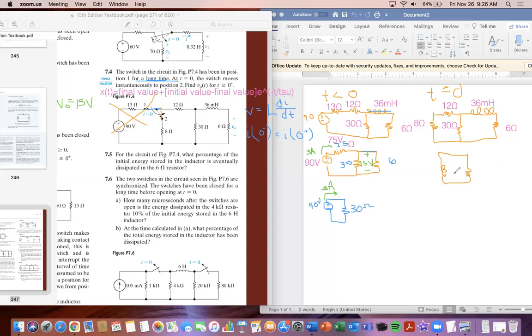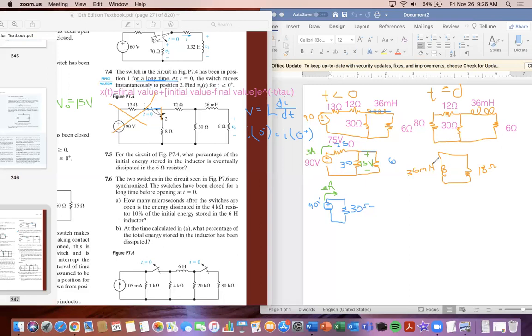When I did 20 times 30 divided by 20 plus 30, and then added the 6, my equivalent resistor was 18 ohms. And this was 36 millihenries. Yay. Okay, we got this decided.